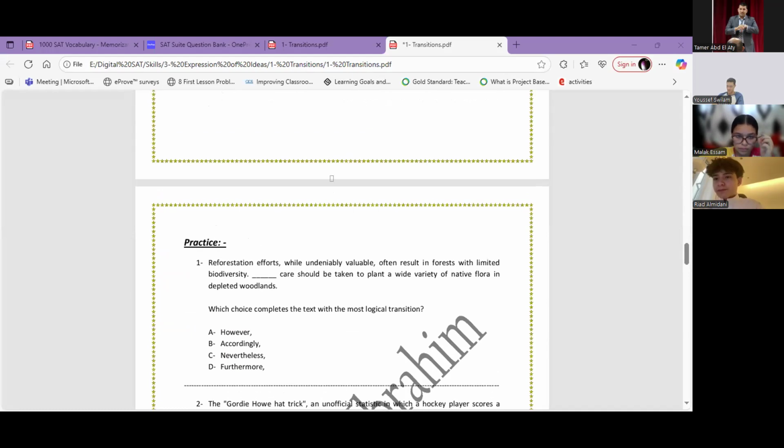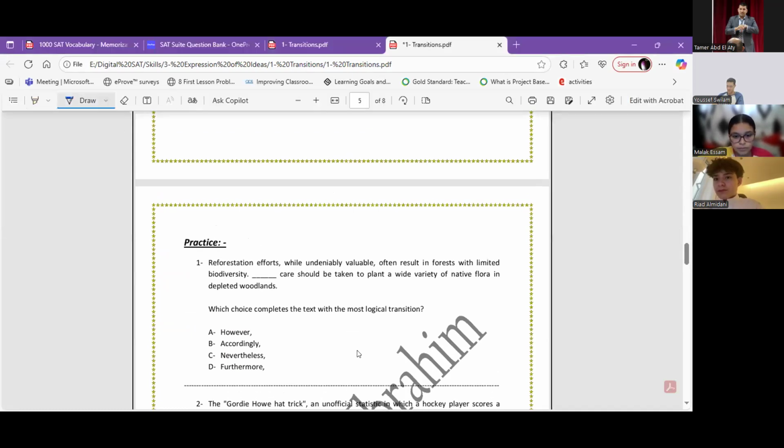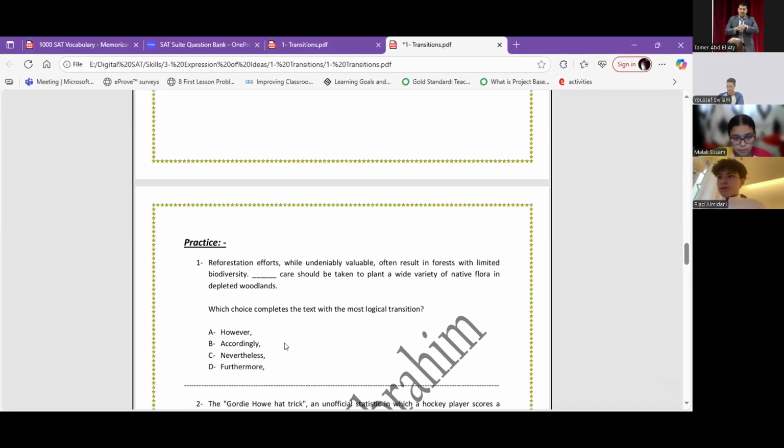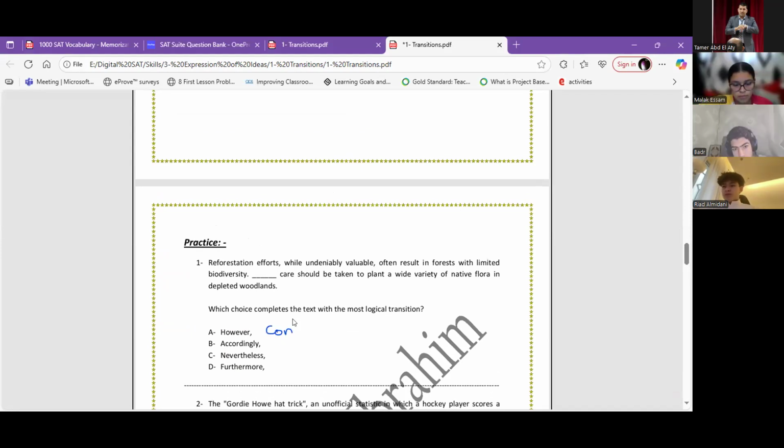But I'm going to ask Badr to help me: what is the function of each transition? However, Badr, is what? Contradictory. Contradiction, opposite to each other. Accordingly. Maybe to complete? No, cause and effect. We don't have complete. Cause and effect. Nevertheless. Contradictory. Contradiction. Wait, Dr. Tamer, I have two that are contradicting. I'm going to leave them till the end, not eliminating.